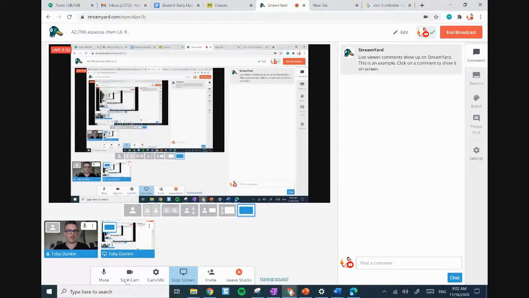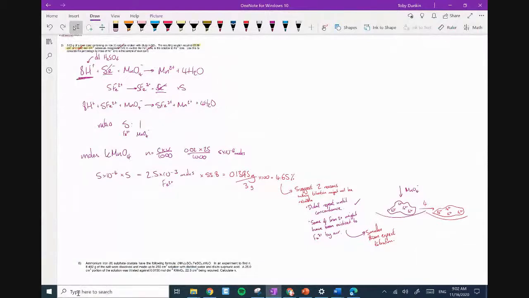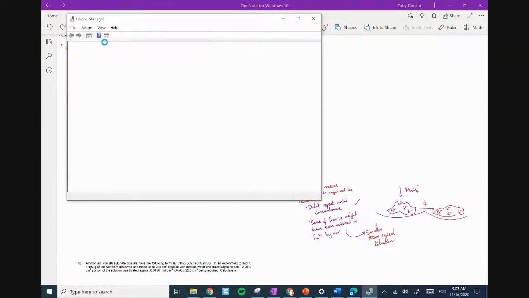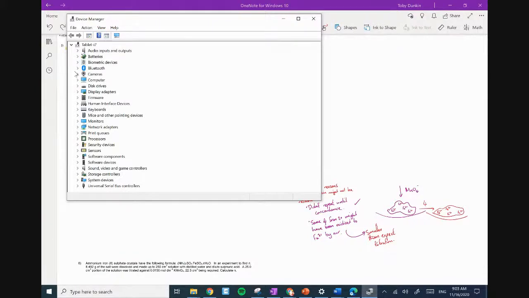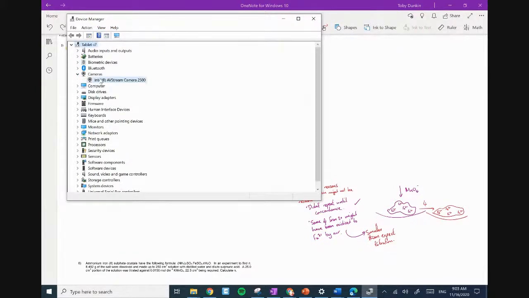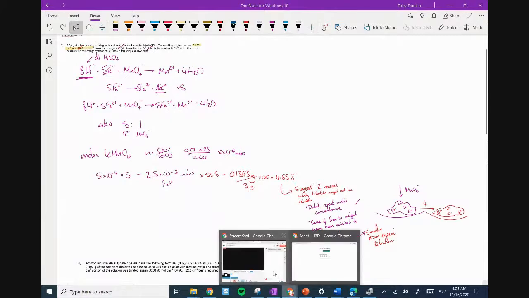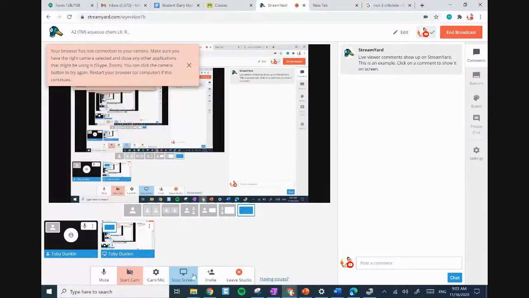Then if I stop my camera, my laptop might crash. We will see what it decides to do. Let's go for device manager. Please don't crash. Yay. Okay. Right. You guys should hopefully be able to see me now. Yep. Sharing screen should all be good.